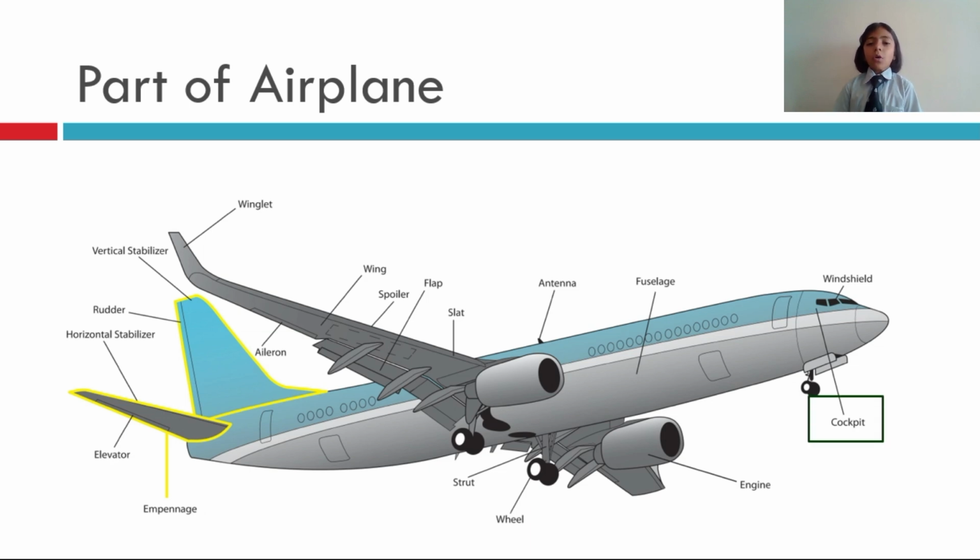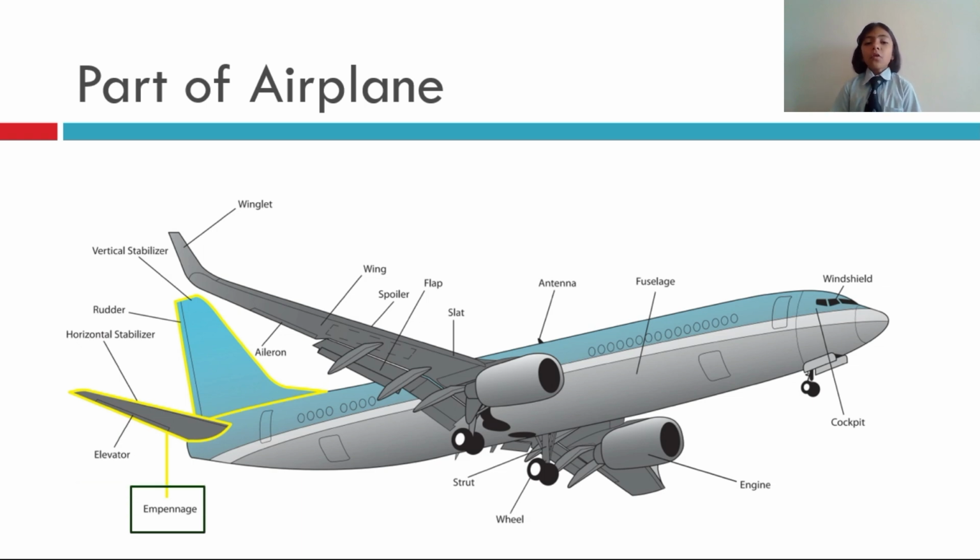Cockpit. The cockpit is where pilots sit, also referred as a flight deck. It contains all the flight controls to control various systems. Elevator. The elevator helps to elevate the aircraft, and it is located on the tail of the aircraft and directs the nose upwards or downwards.